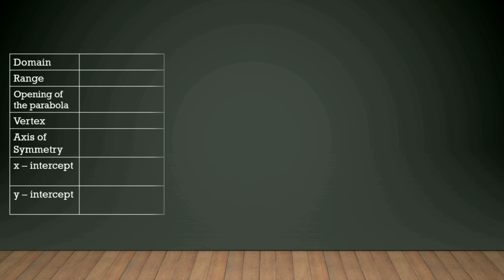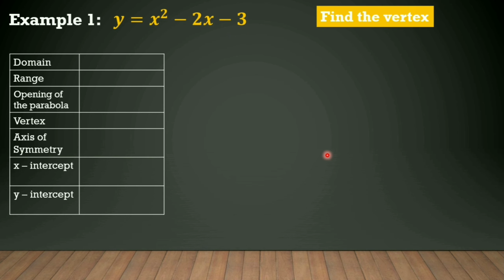So to answer learning task number 2, I will give two examples of equations and then we will identify its domain, range, the direction where the parabola opens, its vertex, its axis of symmetry, and x and y intercepts. So let's have our first example: y is equal to x squared minus 2x minus 3.